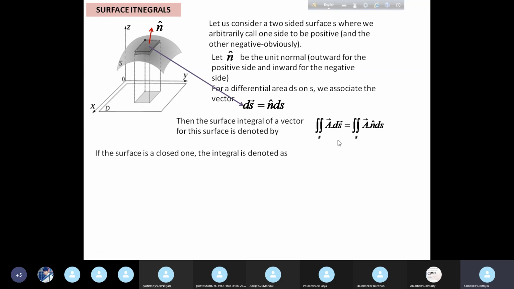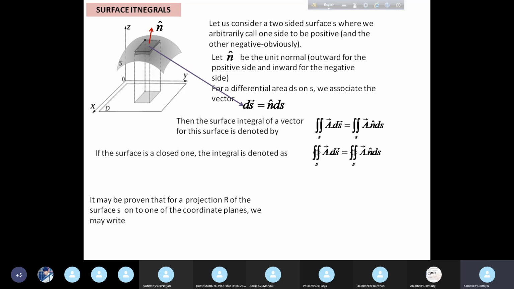Okay? Now if the surface is a closed surface, for example a closed cube or a sphere, then to denote that the surface is a closed surface, we draw a small circle over the double integration sign. When you see there is a circle drawn over the double integration sign, it means we are considering this A dot n cap ds. Okay? So surface integral over a closed surface.